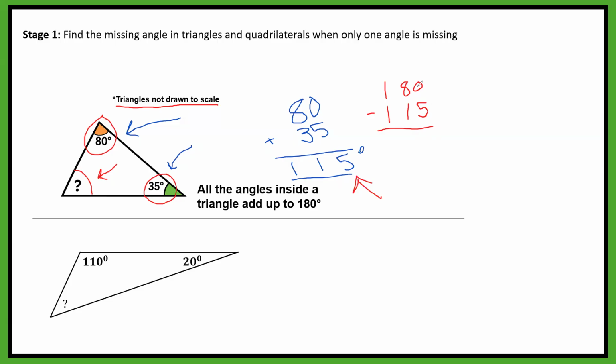So how are we going to do this? 0 take away 5 we can't do, so we're going to borrow. That becomes 7, that becomes 10. 10 take away 5 is 5, 7 take away 1 is 6, 1 take away 1 is 0. So the answer is 65 degrees. I've got 65 degrees remaining, so that must mean that this angle here is 65 degrees.